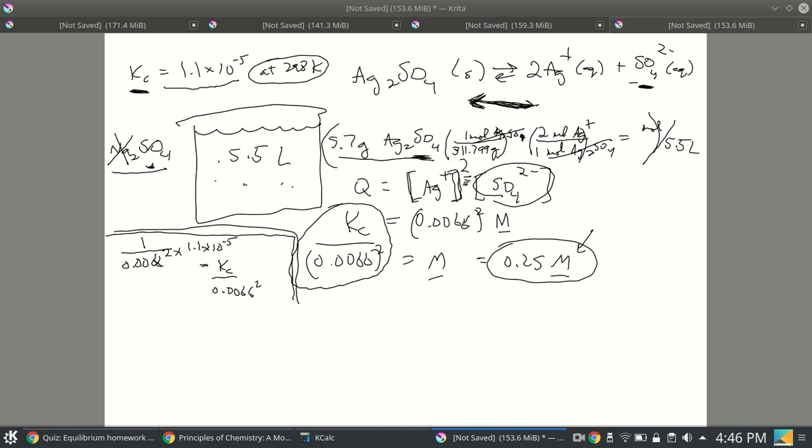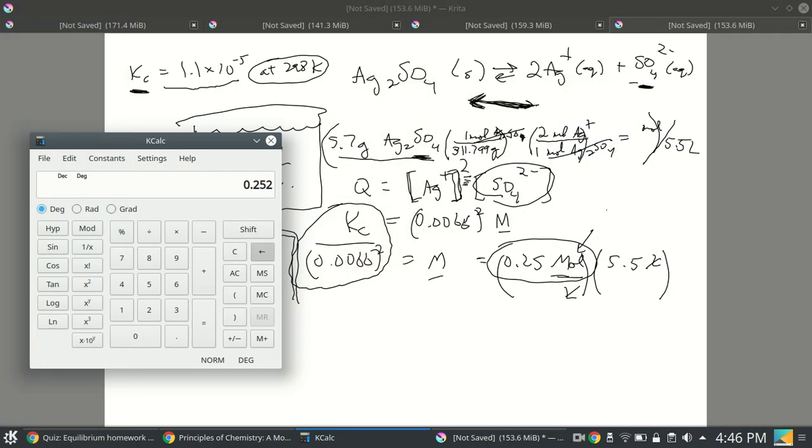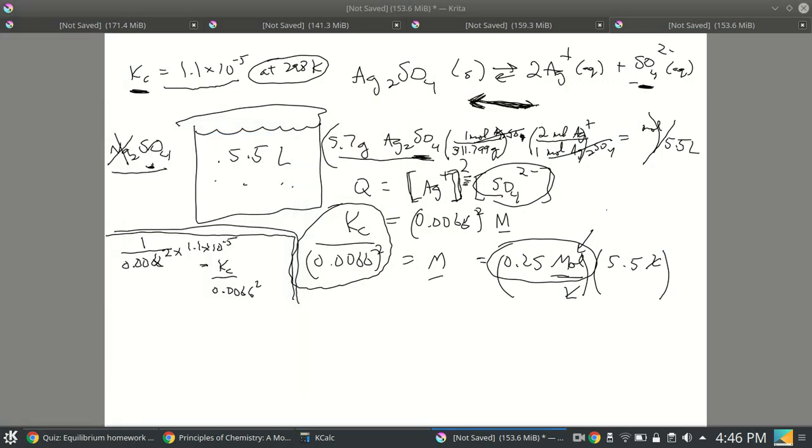So, how do you change this to moles? Molarity means moles per liter. All right? So, if we multiply by liters, given here is 5.5 liters, I guarantee you, your number of liters is not going to be the same as mine. All right, so the liters cancel, and we have the moles. 0.25 times 5.5. That's 1.4, or 1.375. So I've got 1.4 moles. I need 1.4 moles of sulfate ion.